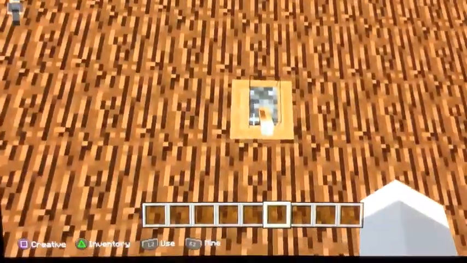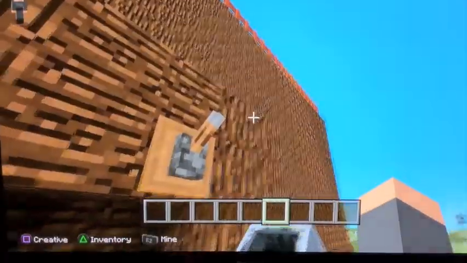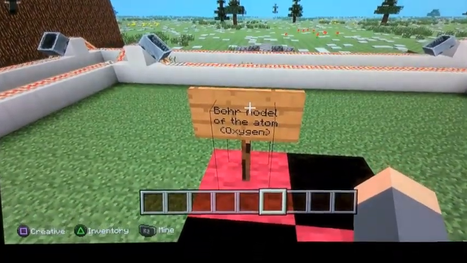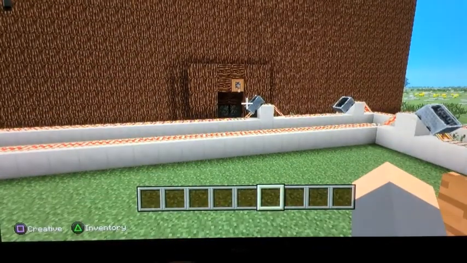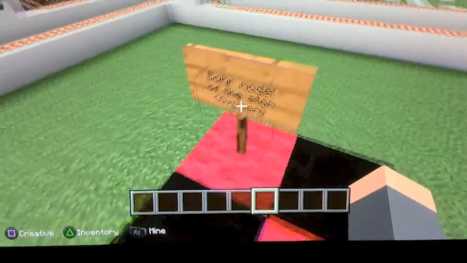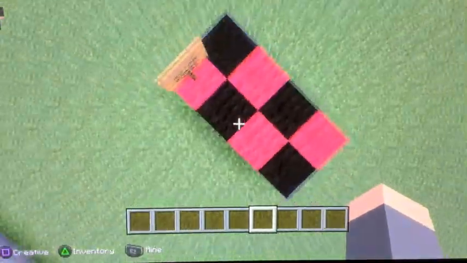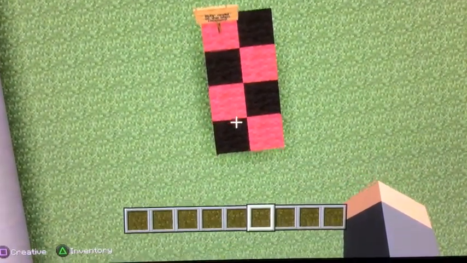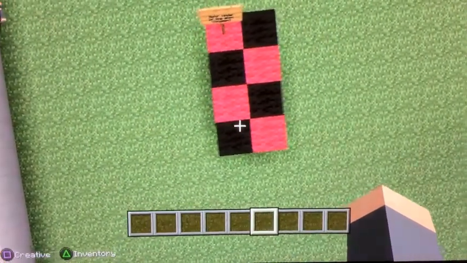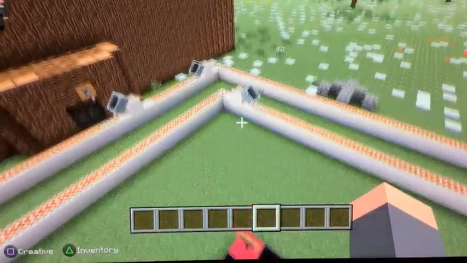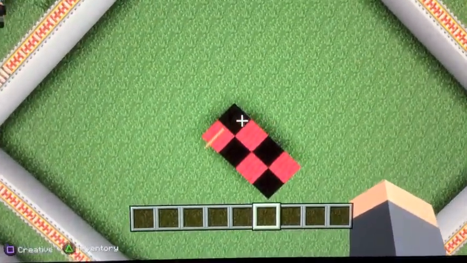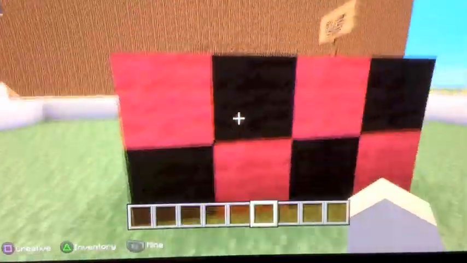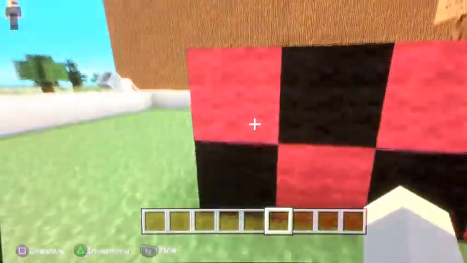So, this is the final model. This actually took a very long time to build. It is the Bohr model of the atom. And this model and the previous model were both oxygen atoms, just so you know. So Bohr believed that there was a central nucleus which consisted of protons and neutrons. He also believed that the electrons orbited the neutrons on paths. And so these blacks are protons and the reds are neutrons.